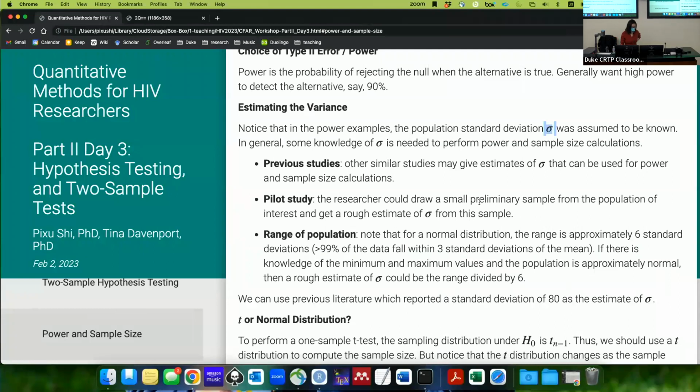That's a good question. So in your situation, your effect size changes across time. It depends on what time point you want to detect that effect size. If you're more fixated on early time detection, you will use that as a reference. Yeah, that's a very good question. Any other questions?